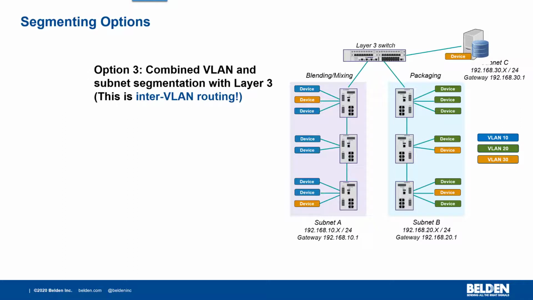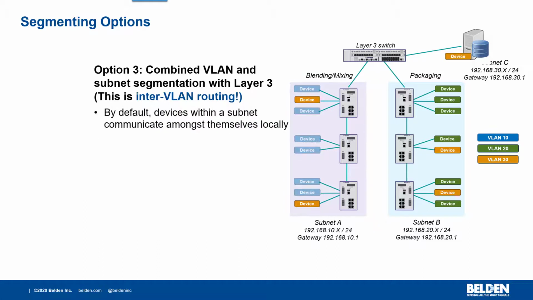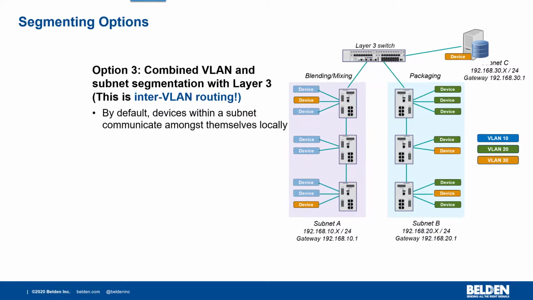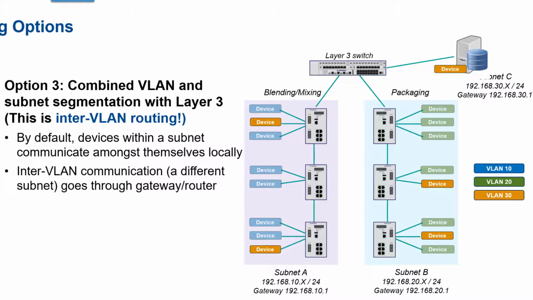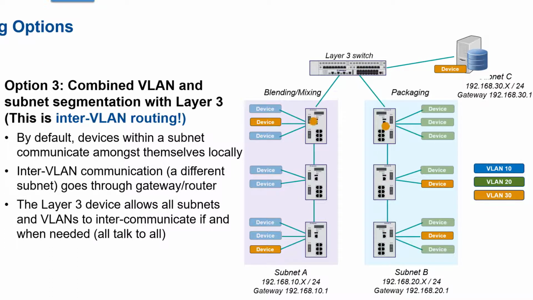Inter-VLAN routing combines subnet and VLAN segmentation with layer 3, or routing. As we know, by default, devices within a subnet and a common VLAN can communicate amongst themselves, such as the .10 devices in VLAN 10 and the .20 devices in VLAN 20. If any of the devices need to communicate with the server or potentially others in another subnet, that traffic also by default is passed on to the gateway. In this case, the layer 3 switch that is doing the routing, which then passes the traffic onto the corresponding device in the other network.